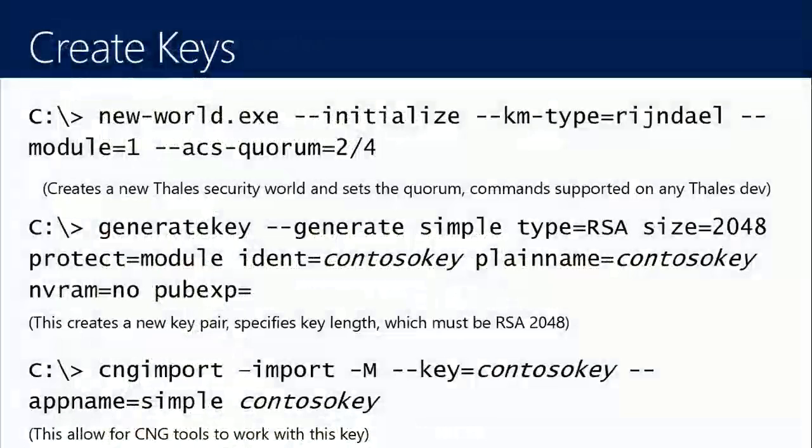So first is create a key. I've provided an example of Talos. Your examples might be different depending on what type of software you're using. But essentially what you're going to do is create a new security world. And the most important thing here is that quorum. For the quorum here, you can have 2 of 4, 3 of 4, 3 of 11. How many of the cards are actually required physically to be inserted in the readers to be able to actually do anything with those keys?